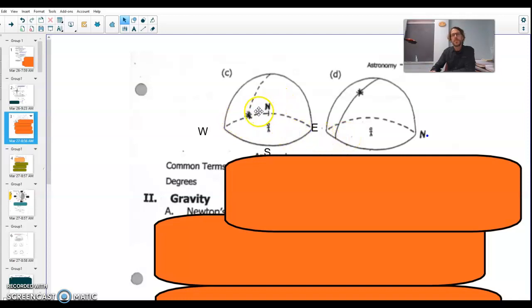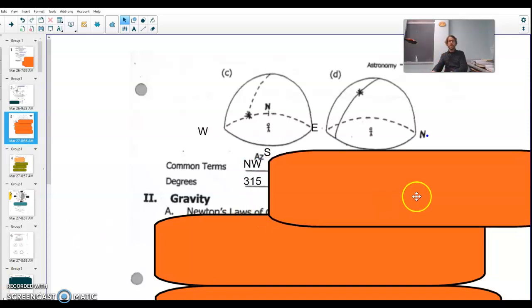So we have north, and we have a star right here on the horizon. So what do you think the common term would be? What do you think your degrees will be for this one? And then what do you think a common term for the altitude of it would be, how high it is? And what do you think the actual numerical value for where it is would be? So pause the video, try it, see what you come up with, and I'll reveal it in just a second.